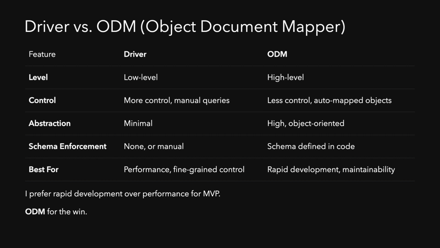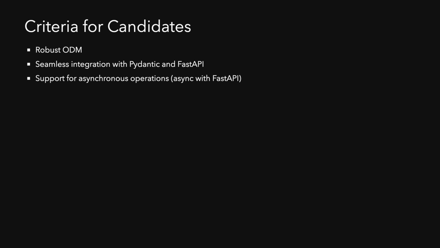Okay, I told you about ODM and the driver, but we have a contest, and we need to find a winner. I need a robust ODM, of course. I need integration with Pydantic and FastAPI. To be honest, I love this ecosystem, and it needs to be easy to integrate. It needs to support async, because I want to use async with FastAPI. And last, it needs to be popular, and we need some hype on that, because if we try something new, we want to be on top.